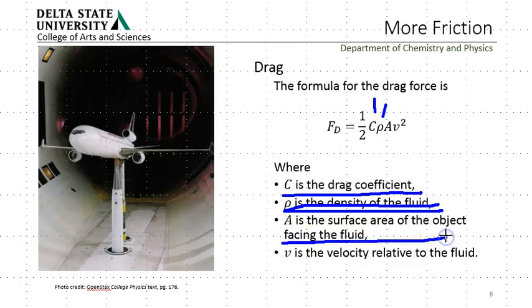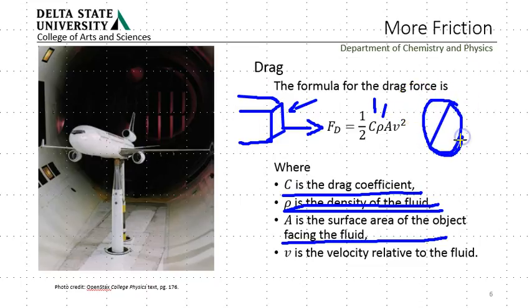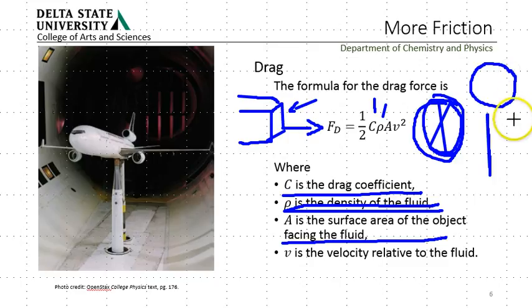We have the surface area of the object facing the fluid, right? So if you're going that way, I've got a box. The surface area on this end that's facing the fluid is what matters. Or if I have a ball, then we're talking about really a circle, right? Because if I have a ball and it's coming at me, I see a circle.